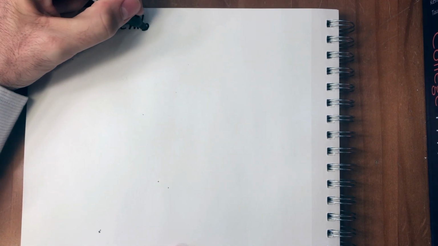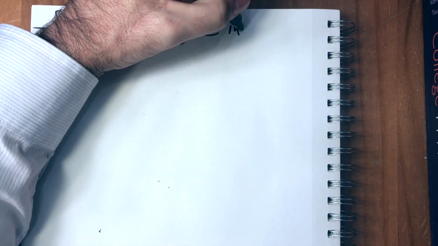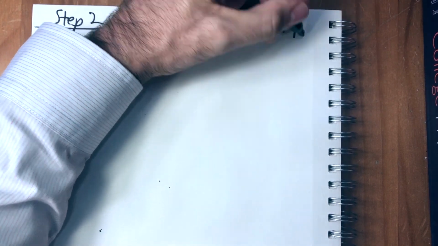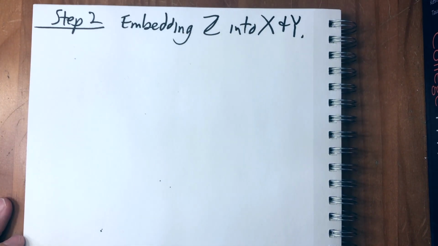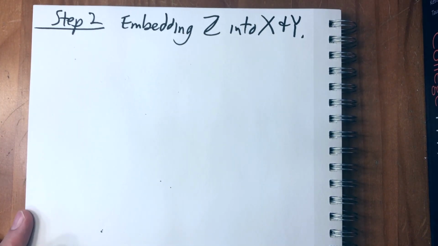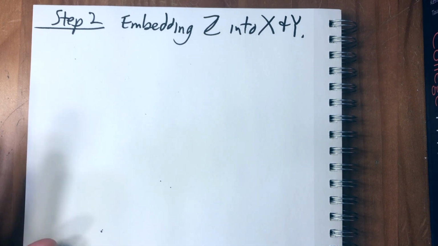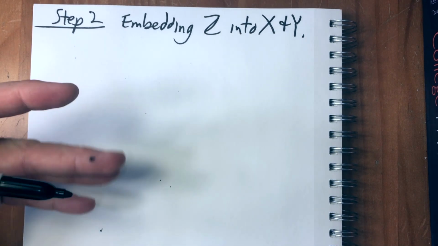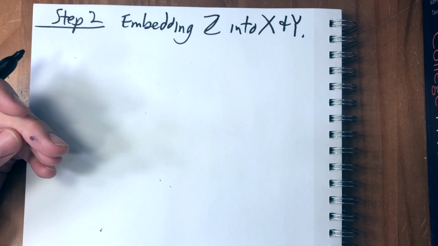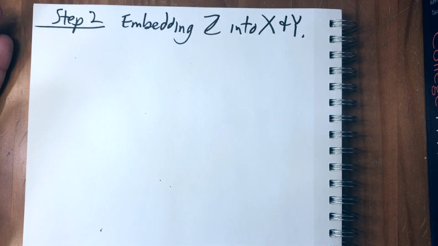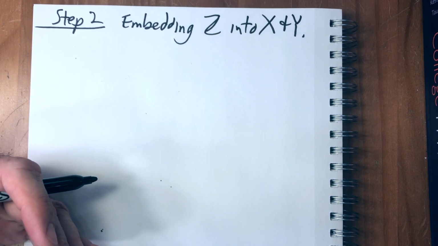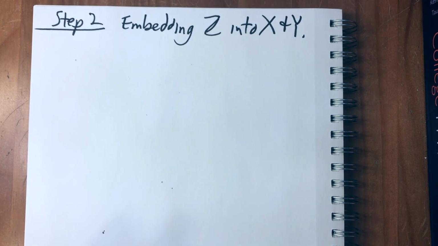We are ready for step 2, which is embedding the integers into x and y. This is a very cool, weird, thought-provoking part of the proof because we've made the natural numbers and now we have to figure out a way to make the integers from the natural numbers. And the way we're going to do it is very interesting.